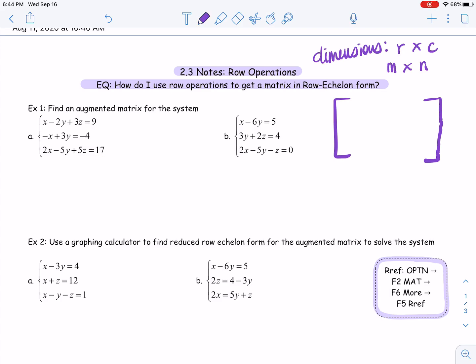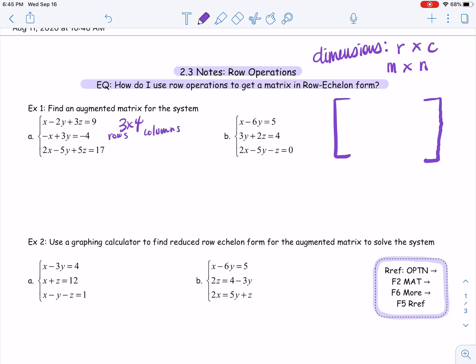So in this particular example, we have 1, 2, 3 rows, and we would have one column for the X, one column for the Y, one column for the Z, and then one column for the constant. So this would be a 3 by 4 matrix. This is rows, this is columns. Okay, you need to know the difference.